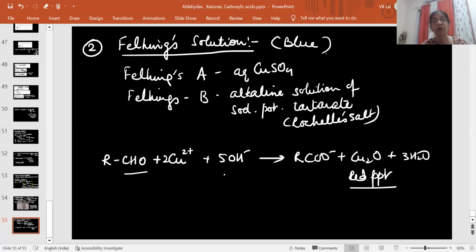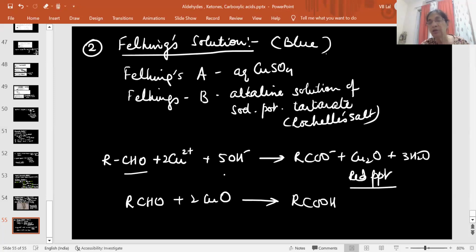Here again, if you want to write the reaction in an easy way, you can write the reaction with CuO: 2CuO, this is copper oxide, and right here RCOOH plus Cu2O, and this is the red precipitate. So this is also sometimes accepted, but many times they want you to write only the ionic equation, then you have to write it. So this is also a mild oxidizing agent.